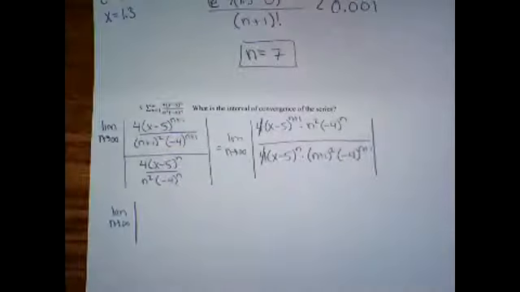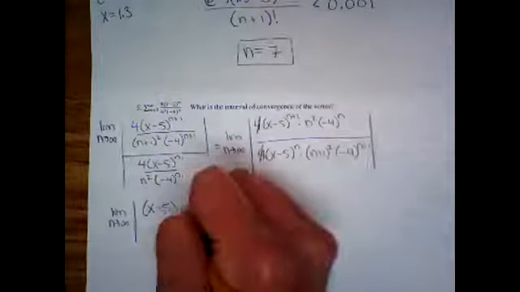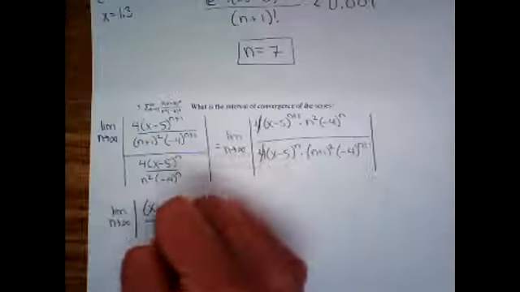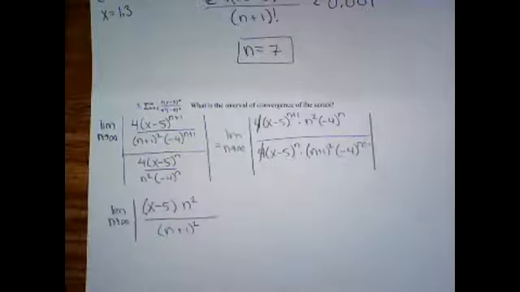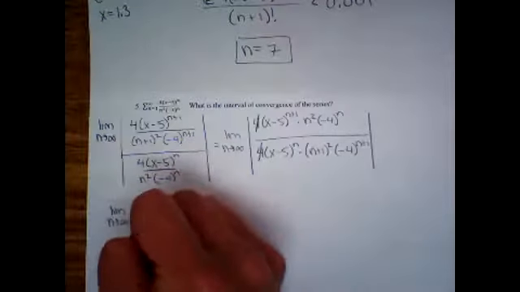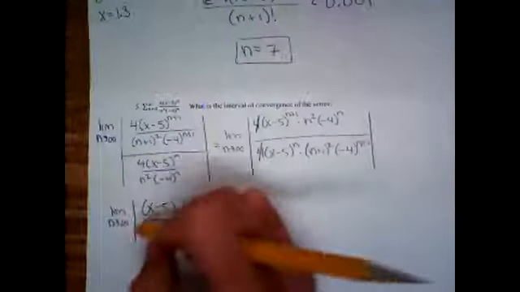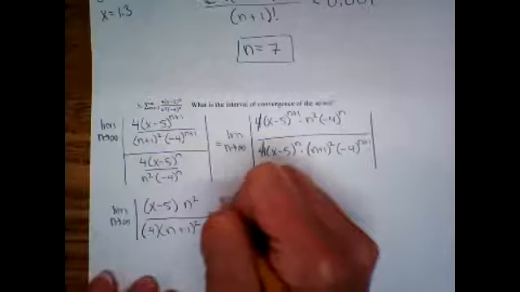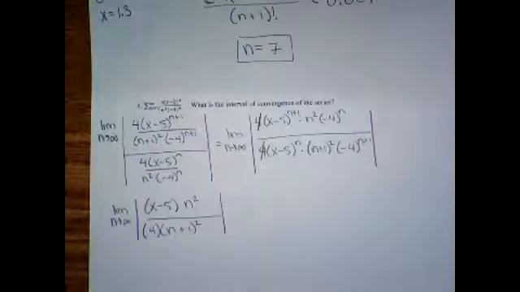So like these 4's cancel, that's gone. So we're still going to have an x minus 5. Where would it be? On the top? You can't do anything with the n squared and the n plus 1 squared, so you're going to have to just leave those. And then we're still going to have a -4. Where is that going to be? Which actually, I'm going to write it as just 4 because we're doing an absolute value anyway. So it's not going to matter that it's negative.